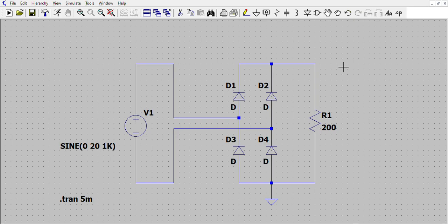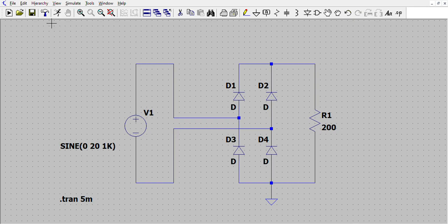First, we have to construct an uncontrolled full wave rectifier, and as the voltage supply, we use a sine wave of 20 volt and 1 kilohertz. As you can see in this circuit, we put a 200 ohm resistor as the load, and there are 4 diodes.